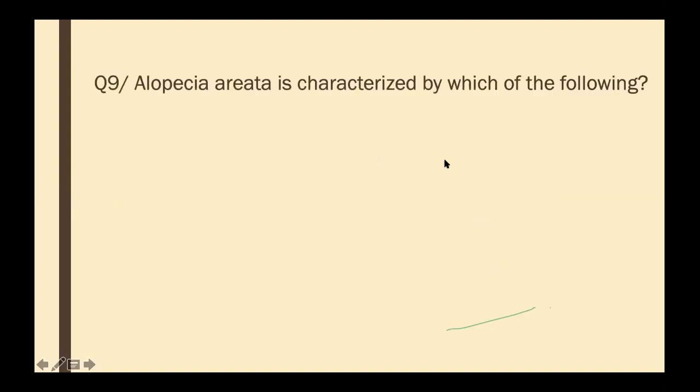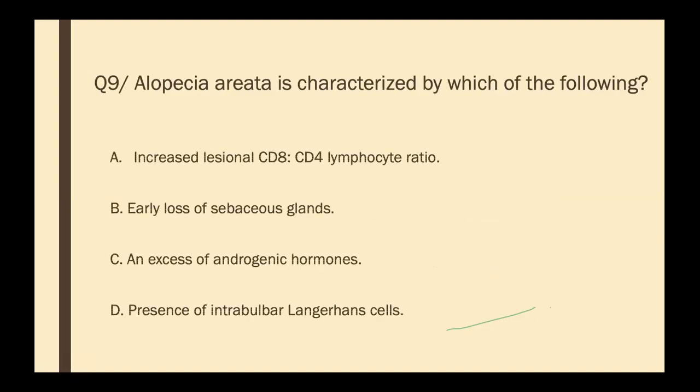Okay. There we go. Alopecia areata is characterized by which of the following? Increased lesional CD8 to CD4 lymphocyte ratio, early loss of sebaceous gland, excess of androgenic hormone, presence of intrabulbar Langerhans cell. Let's see the answer. More people to participate. Yes. Well, most of you get it right. It's the presence of intrabulbar Langerhans cell. Actually, most of the people get it wrong on the quiz.